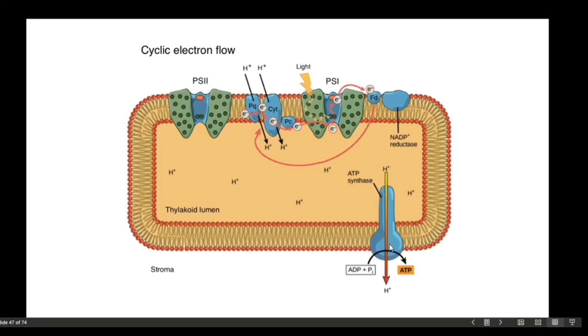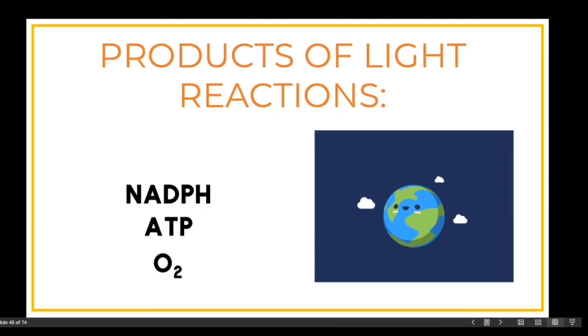Overall, the products of the light reactions are ATP and NADPH, which are used in the next major stage of photosynthesis, which is the carbon reactions. And also, there is a production or a release of oxygen. And again, NADPH and ATP are used to synthesize carbohydrates later on in the process called the carbon reactions.